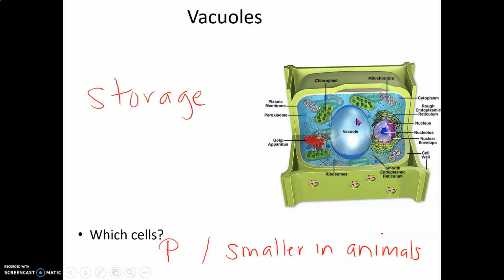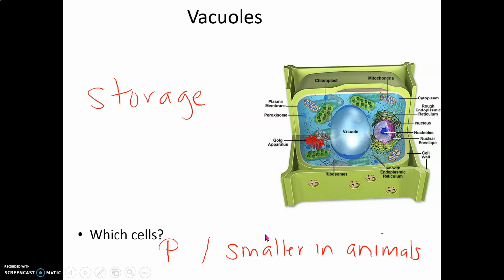We have the vacuole. So if we think back to that plant cell, we saw this large centralized vacuole. This holds storage, okay? Depending on the type of plant, it can hold different types of things. It's found in plants. Now, it can also be found in animals, but it's very small because it doesn't do the same things that a plant needs it to do. Another thing it helps plants with is turgor pressure. Animals don't have to worry about that.